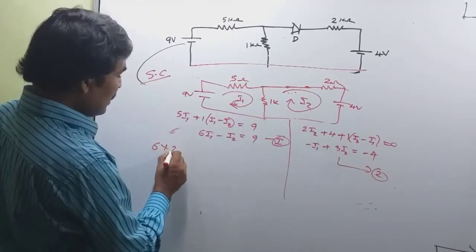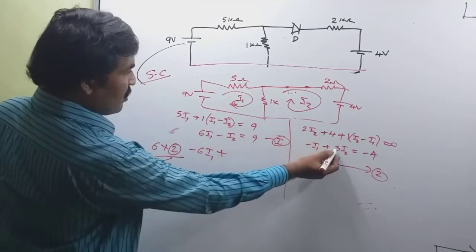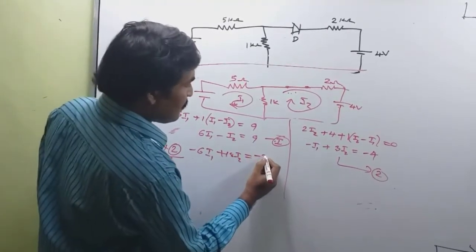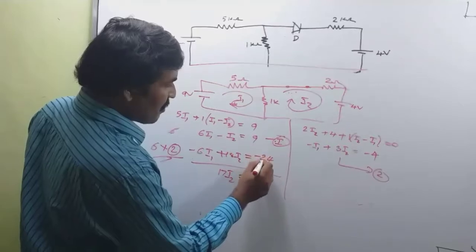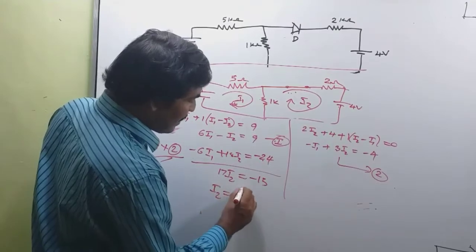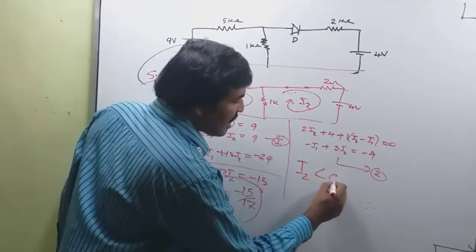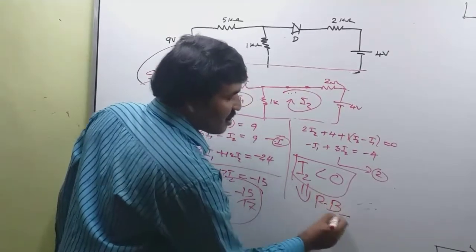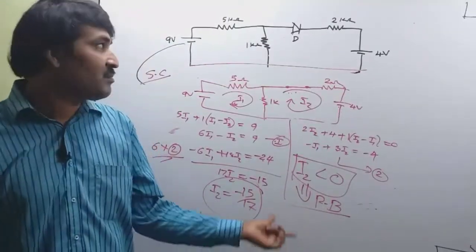6 into equation 2 becomes minus 6I1 plus 18I2 is equal to minus 24. Adding these two, we get 17I2 is equal to minus 24 plus 9, that is minus 15, or I2 is equal to minus 15 by 17. That means I2 is less than 0 in the short circuit test. That implies reverse biased condition. So this is a way to check whether the diode is in reverse biased or forward biased condition using the short circuit test.